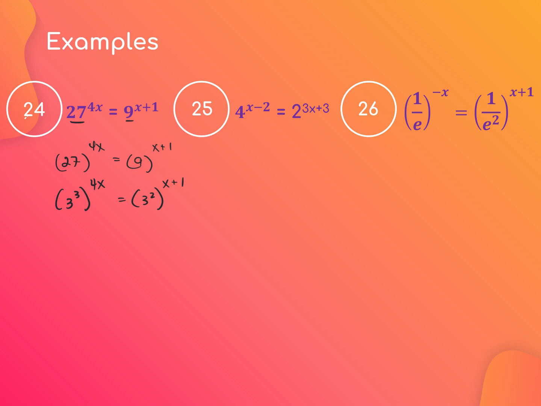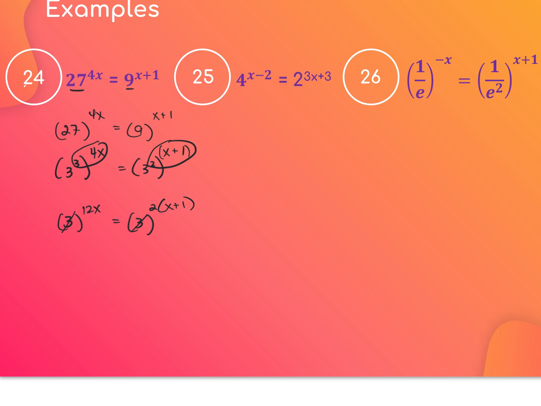Now, since I want 3 by itself, I'm going to raise my power to power here. So 3 to the 3 times 4x power, which is 12x power, is going to equal 3 over here to the 2 times x plus 1 power. Okay, and again, I have to remember that I have to distribute that too. So my 3's cancel, and it leaves me with 12x equals 2x plus 2. Subtract 2x. 10x equals 2. x equals 2 over 10, or 1/5. And there's my answer.